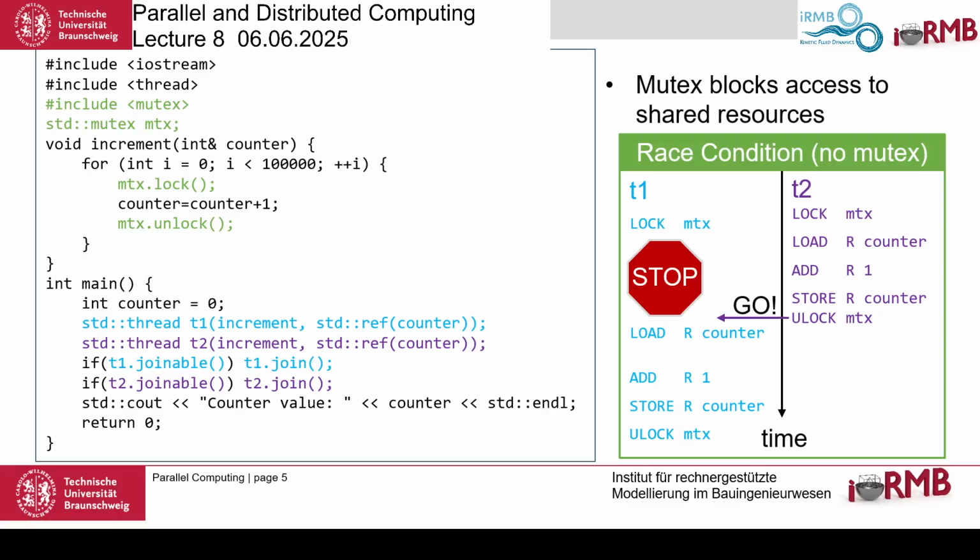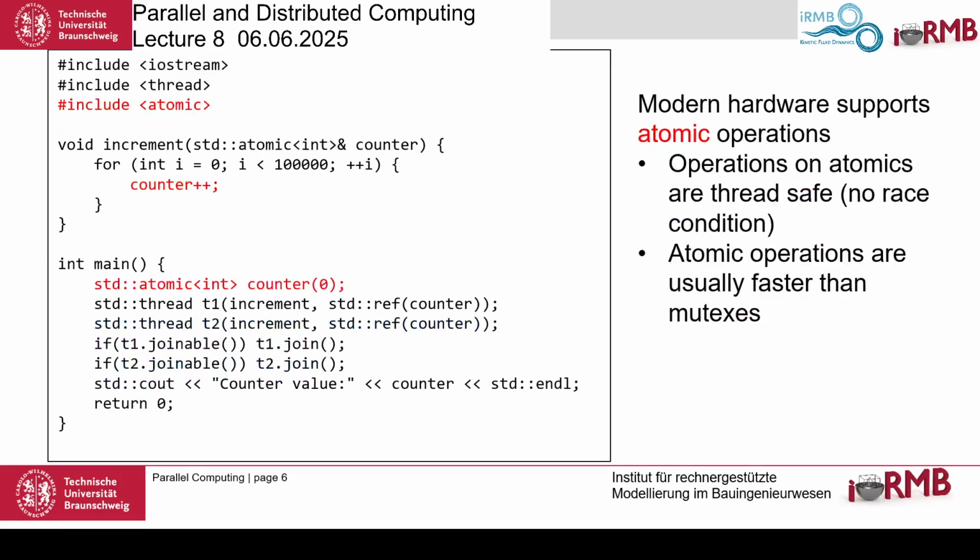So mutexes are kind of a little bit old-fashioned style because they are not necessarily extremely efficient. Nowadays we'll try to do it differently by using atomic operations. So atomic operations are operations, so atoms supposedly cannot be split apart. So this means there's an operation that simply cannot be disturbed by another operation.